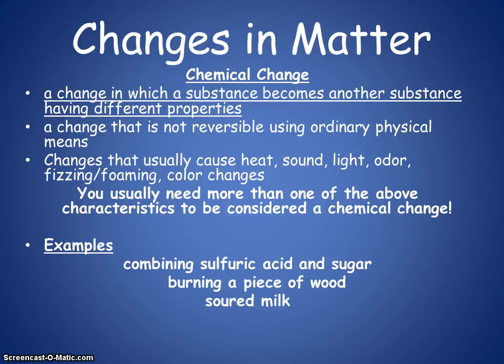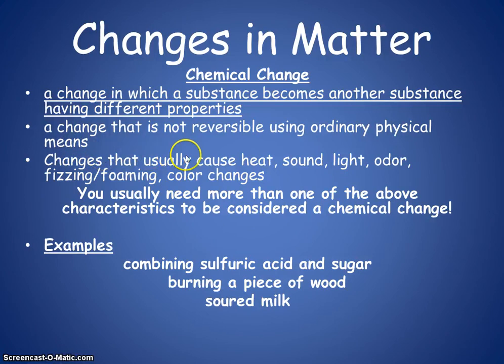And chemical changes. This is very important. A chemical change is when substances become new substances having different properties. New substances formed. That's the most important part of a chemical change. We're forming new substances. These changes are not reversible using physical means because we have made a chemical bond. You can't physically undo a chemical bond. You can only chemically undo it, right?